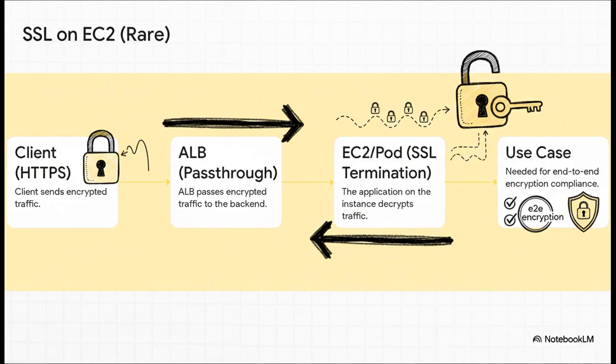Now there is another way, but you'll see it much less often. This is for things like super strict compliance rules that require end-to-end encryption. Here, the load balancer just passes the encrypted traffic straight through. The actual EC2 instance or the Kubernetes pod has to do the decryption itself. This adds a ton of complexity because now every single one of your backends needs to manage a certificate.